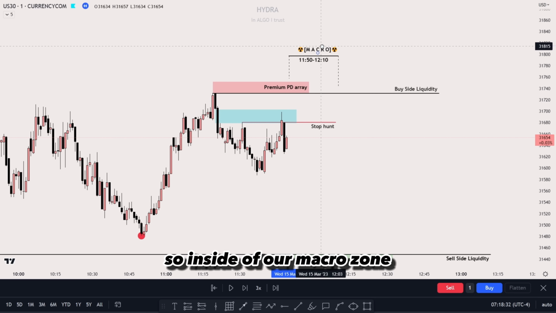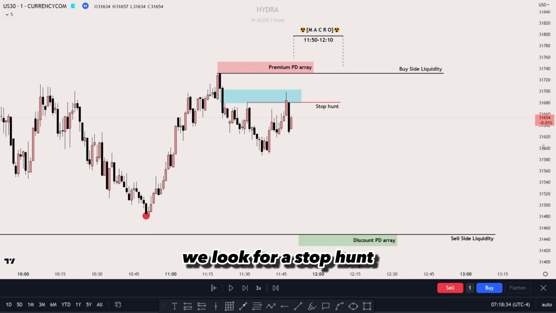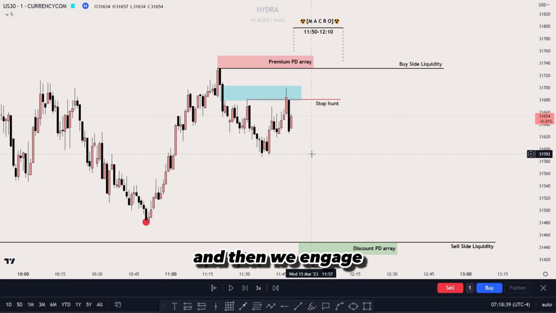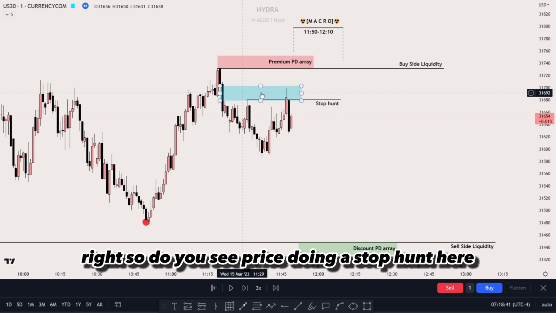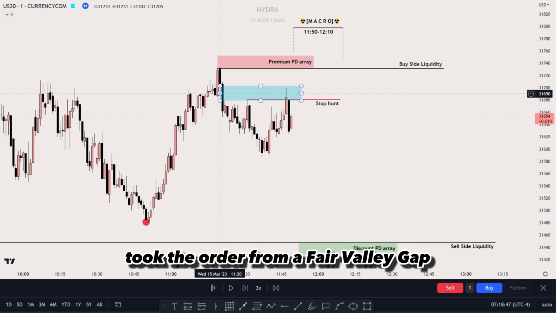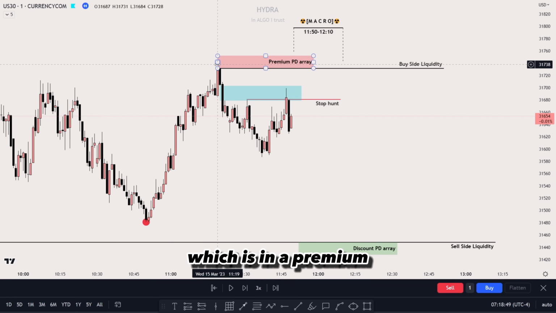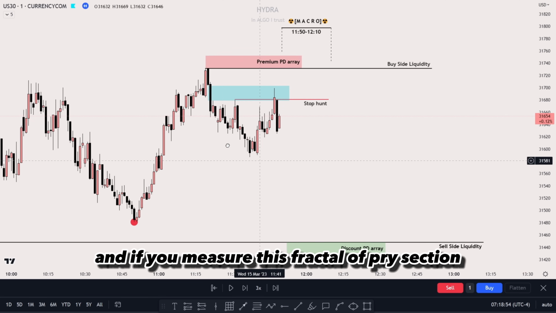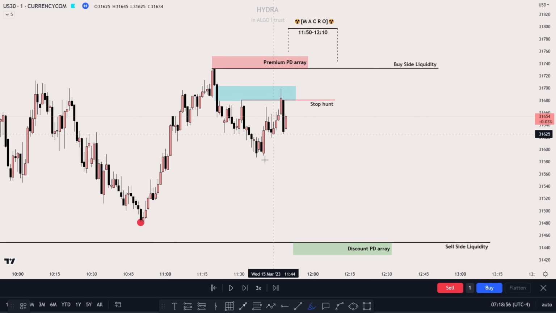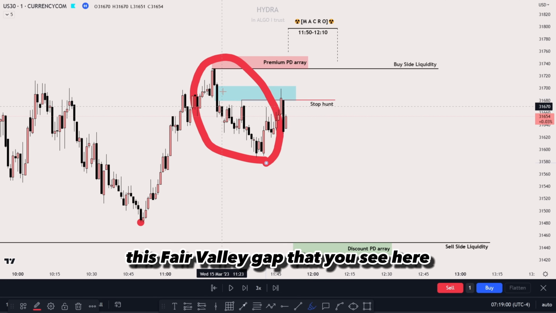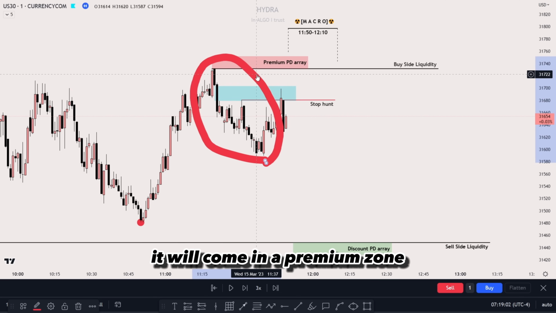So inside of our macro zone, we look for what? We look for a stop hunt and then a candle's body closure below the breaker block, and then we engage, right? So do you see price doing a stop hunt here? Yes, and it did actually take the order from a fair value gap, which is in a premium. If you put your Fibonacci and measure this fractal of price action, this fair value gap that you see here will come in a premium zone.